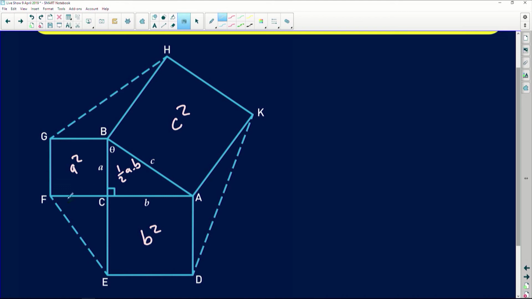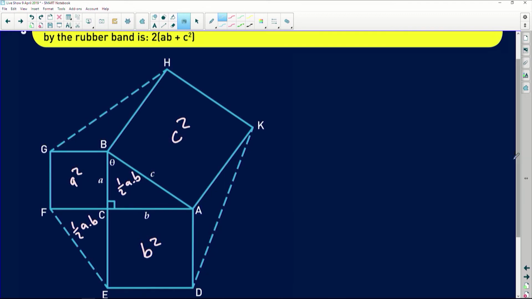This other triangle over here, FCE, we can also use our normal formula for half the base times the height. That's going to equal a half of one side, which is A times B. Now, the problem comes in with these two triangles over here. We're going to have to use the area rule to try and solve for them.